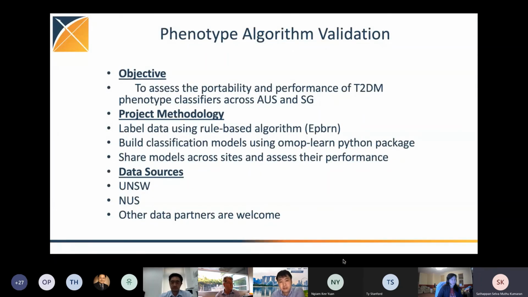I'm going to present a high-level overview of our T2DM phenotype algorithm validation study that we are currently planning. I work along with Jitendra from UNSW, who has also been providing valuable inputs to this project, and I would like to thank him for his guidance. What we are trying to do is build T2DM classification models and assess their performance across sites. Currently the best available ground truth, at least for the NUS data set, will be using EPBR and a rule-based algorithm for assigning labels. We plan to build the models using OMOP-Learn, which is a Python package for prediction purposes, similar to the PLP package in R. Once we build the models, we plan to exchange them across sites and assess their performance characteristics. We are currently working on formalizing the study with all the details. Once we finalize, we will share the protocol and we welcome other data partners to join us. That's it from my end.